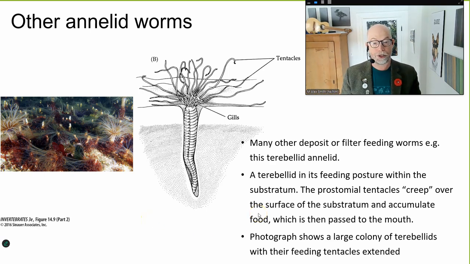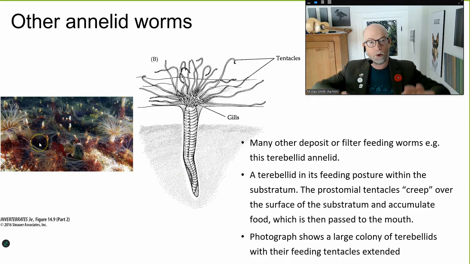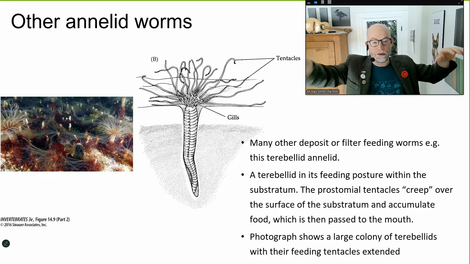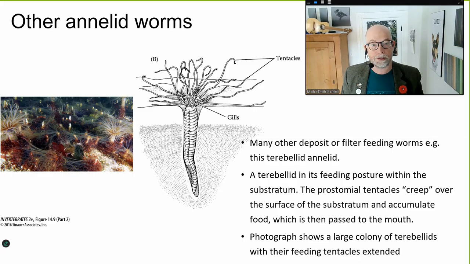So it's attached. There's a whole picture that includes a whole bunch of them with their feeding tentacles spread out over the substrate, and they are creeping. They have body parts that are mobile, but the animal itself is sessile.